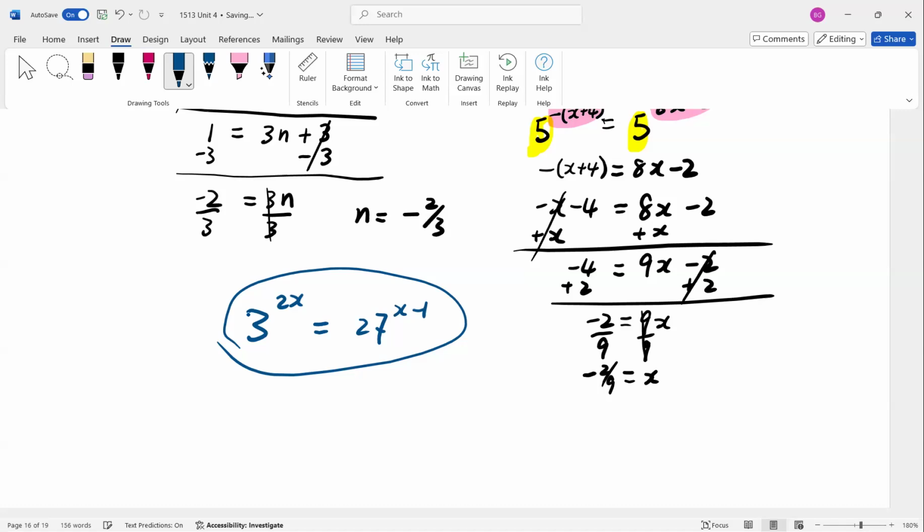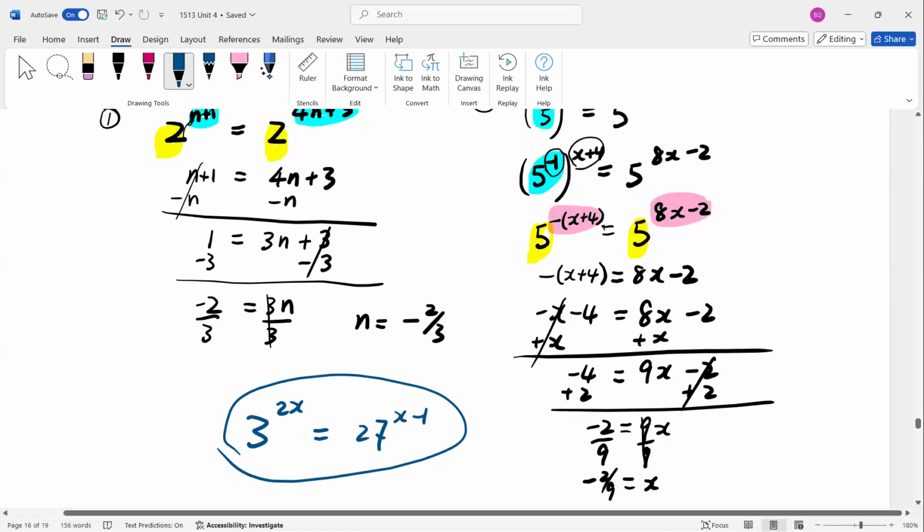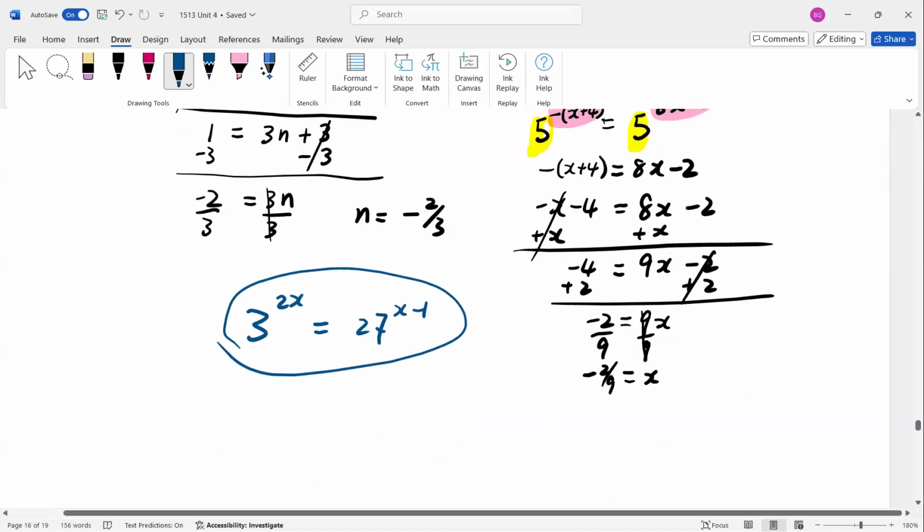When you see 3 and 27, you should make the connection between the two numbers, right? We know 27 is 3 cubed. The first method applies here. We should be able to write both sides as powers with the same base. We're going to use base 3.